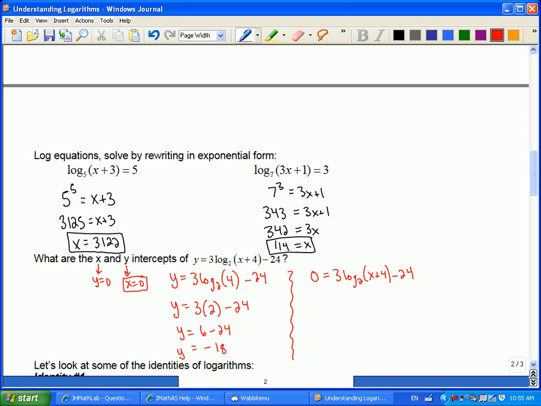Okay. So let's try and solve this equation then to figure out the x-intercept. 24 would be 3 log base 2 of x plus 4. If I divide both sides by 3, I'll get 8 is log base 2 of x plus 4. And now I can use that equation. 2 to the 8 equals x plus 4. Rewriting it as an exponent, so 256 is x plus 4. So x in this case is 252. Okay, so that was finding the x-intercepts using y equal to 0.